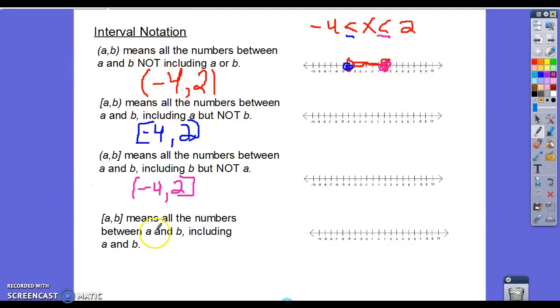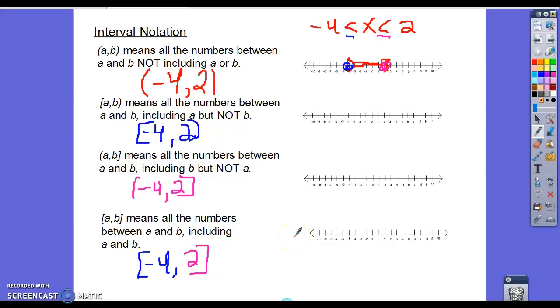And if we wanted to include both of them, both the blue and the pink, then let's see if I can do this right. You would want to do -4 all the way to, and let's say pink, 2 inclusive. So that's how you write certain things in math.